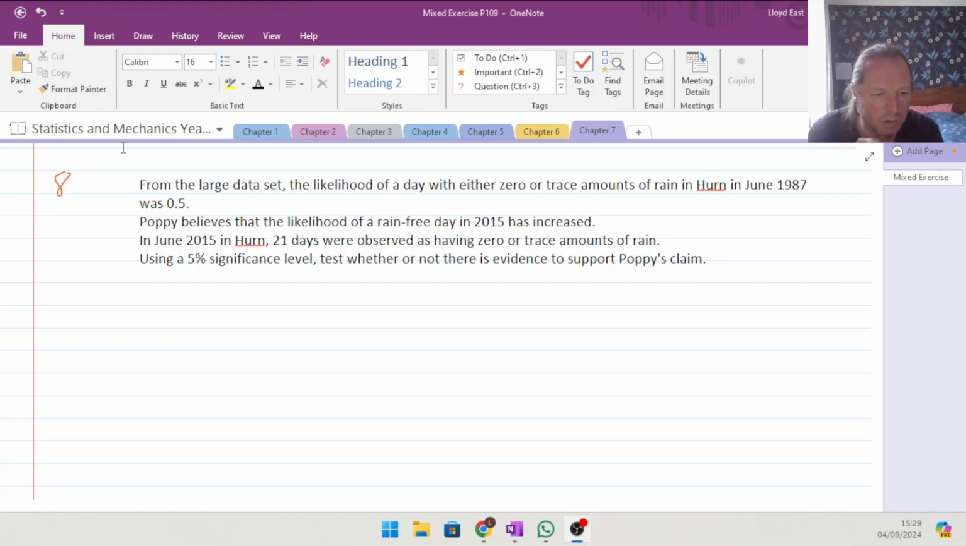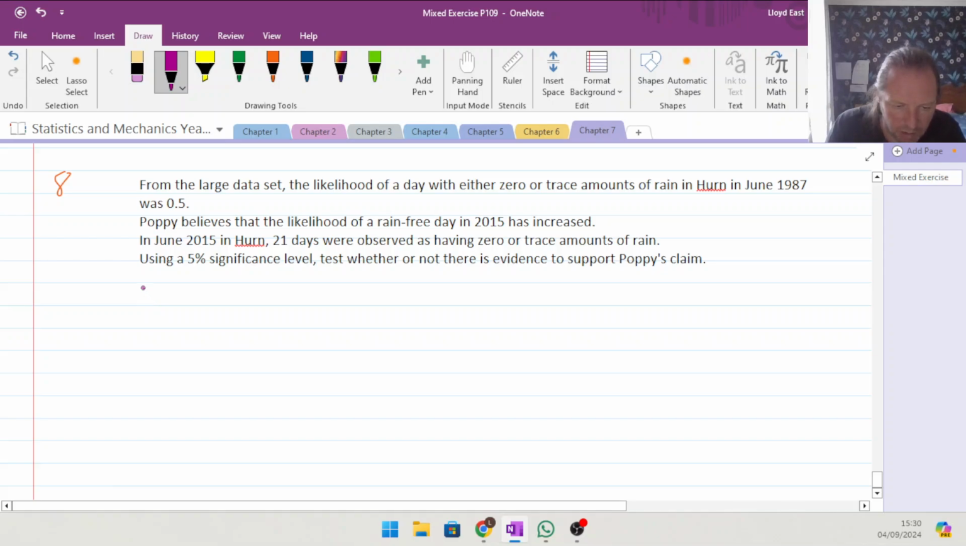Okay, so Stats and Mechanics Year 1, Chapter 7, Mixed Exercise, Question 8. From the large data set, the likelihood of a day with either zero or trace amounts of rain in Huron in June 1987 was 0.5. Poppy believes the likelihood of rain-free days in 2015 has increased. There were 21 days having zero or trace. Use a 5% significance. Okay, so let's set it up.